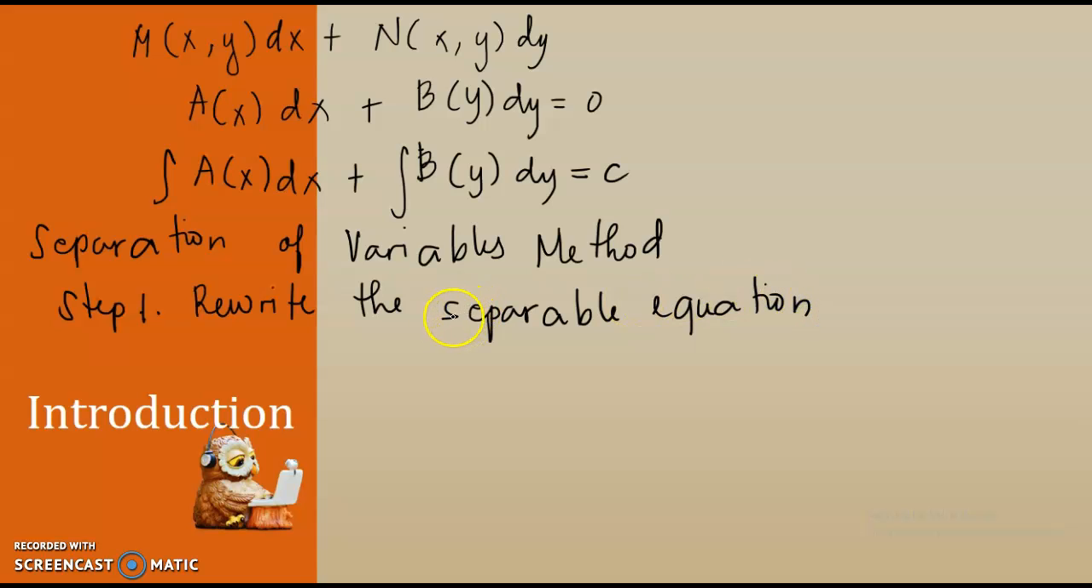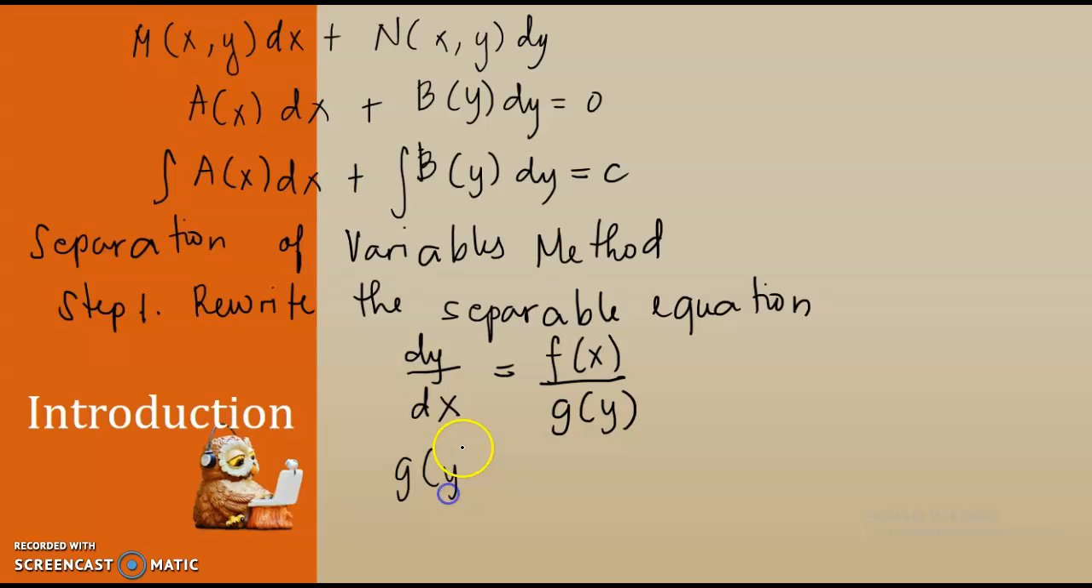We have the derivative of y with respect to x is equal to f of x over g of y. Again, under the separable equation, we have to separate your x from y. All you have to do is we have g of y dy equal to f of x dx. If you notice, we have put together all the y and all the x.